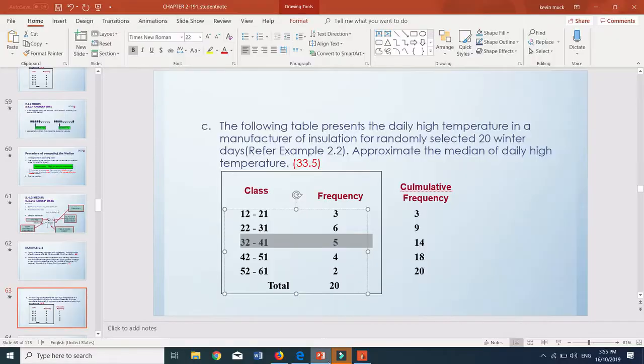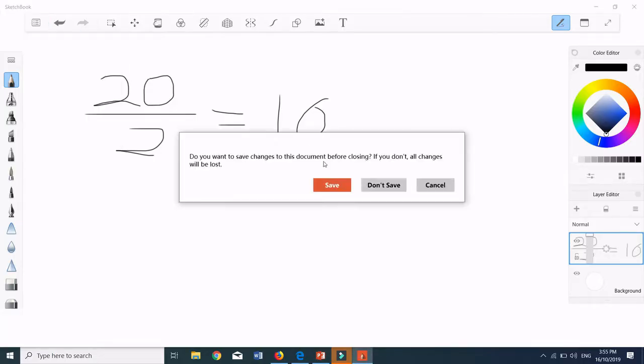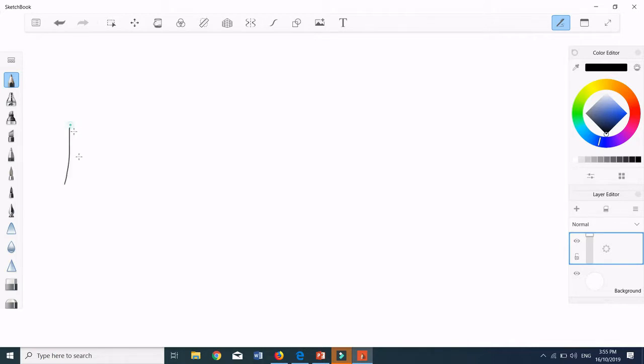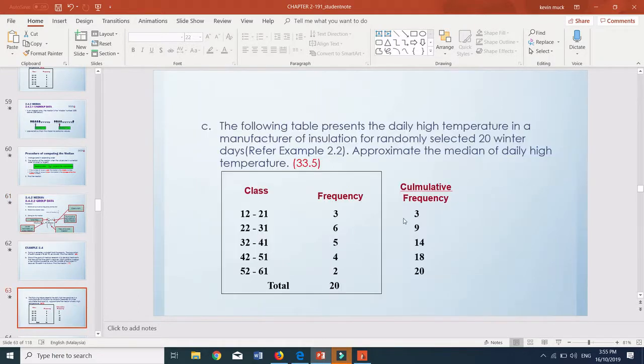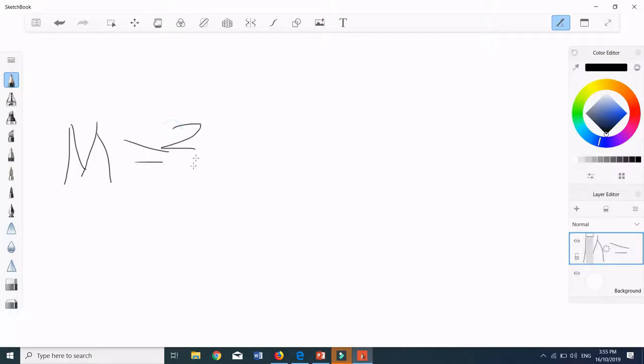So let's look back at the formula. For the median, you have to take the lower boundary of the median class. So you find the lower boundary. The lower boundary is between the median class that you have over here and the previous one, which is 31. You add 31 with 32, and you divide by 2. So that is your boundary. 31 plus 32, divided by 2, so you get 31.5. This is the lower boundary.